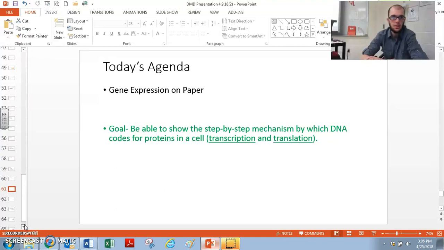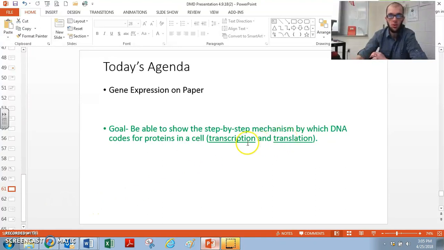This is something you can follow along with me on the screen. If you have notes or something, you can follow along on some paper. But hopefully this should be able to explain to you just by watching. Our goal is to be able to show the step-by-step mechanism by which DNA codes for proteins in a cell. There are some parts that we have to keep in mind here.